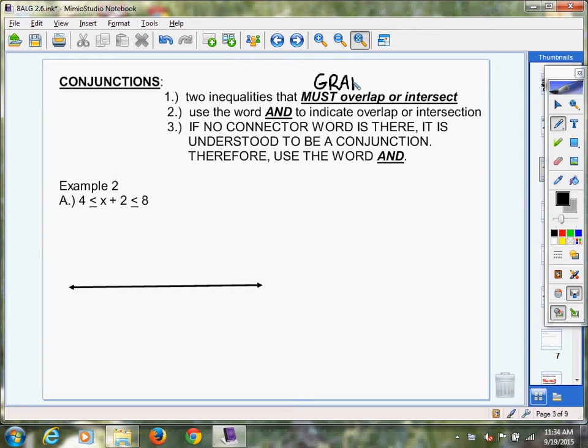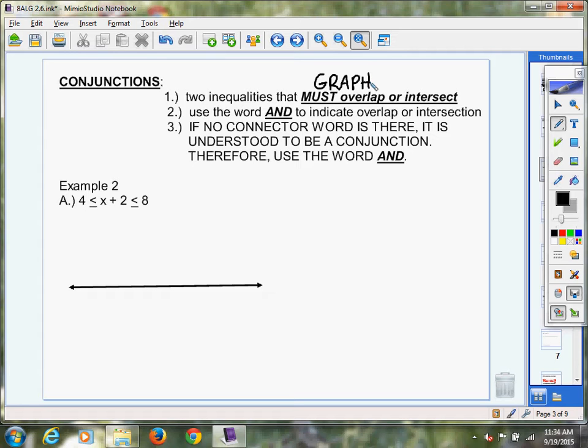So this applies to the graph. When you graph them, if you have two inequalities that you have put on a number line and you know this is a conjunction you are graphing, then that graph must overlap. Must. No question about it.